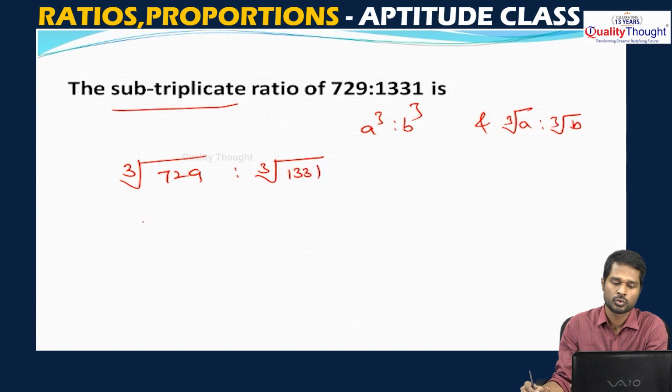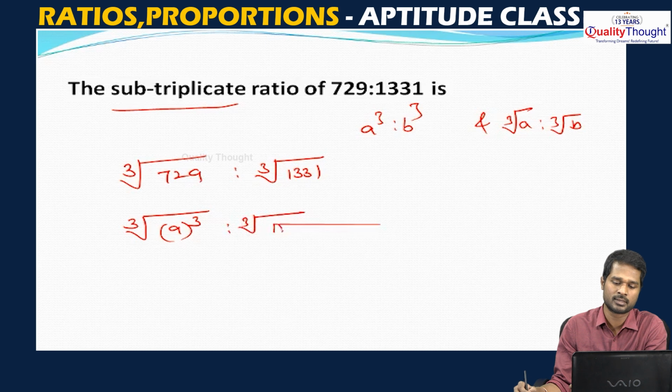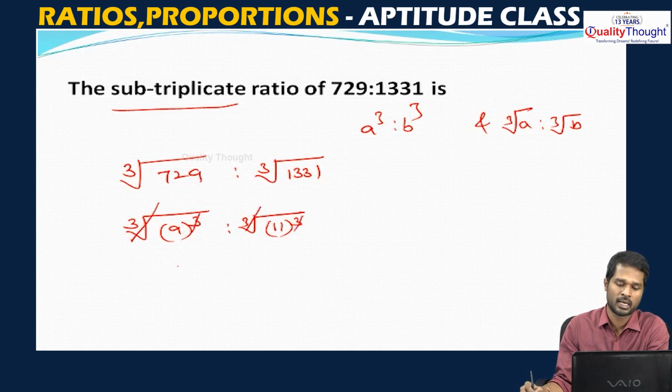1331. So 729 can be written as 9 cube: 9 nines are 81, 9 nines are 729. And 1331 is written as 11 cube: 11 elevens are 121, 11 elevens are 1331. So the cube root and cube will cancel. So the answer left is 9 is to 11.